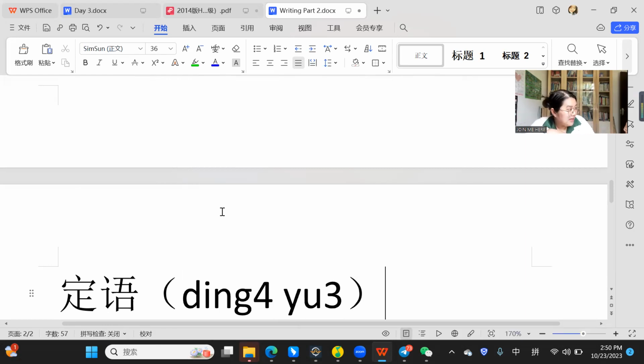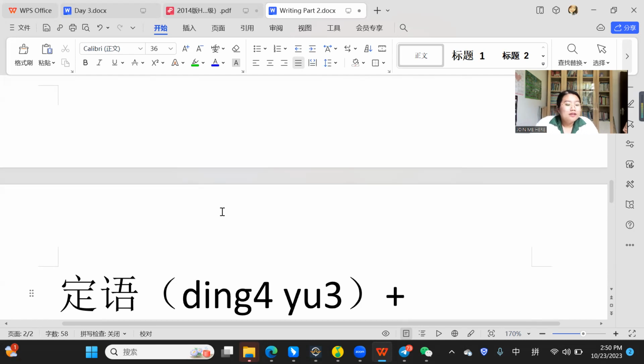定语 means lipstick to a girl. For example, I'm a girl, right? But if I don't put on makeup, I'm just a girl. But if you put lipstick, you become a beautiful girl. You know? So 定语 is like a lipstick to what?